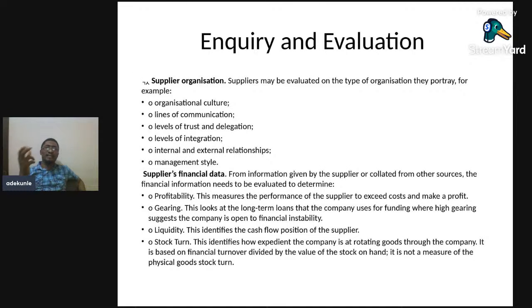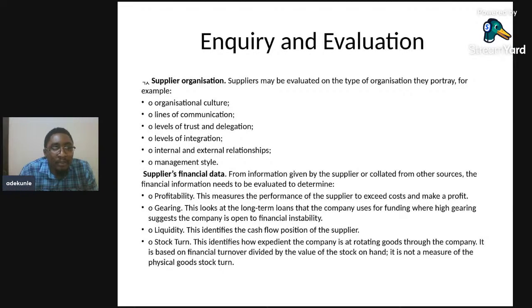You can also assess your supplier based on the organization. How do you do that? You can evaluate them, for example, based on what the organizational culture is, what their line of communication is, what the level of trust and delegation available within the organization is, what the level of integration in the organization is, what the level of internal and external relationship available within the organization is, and what their management style is.